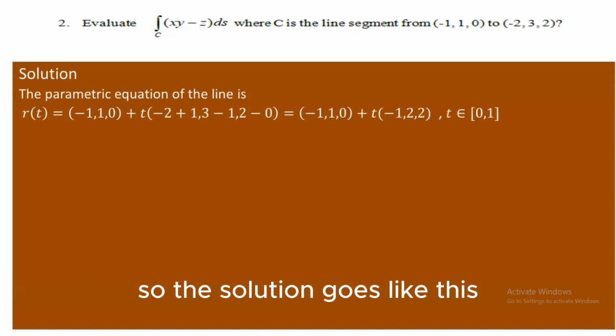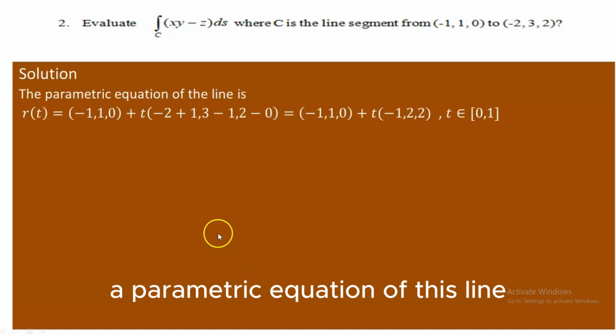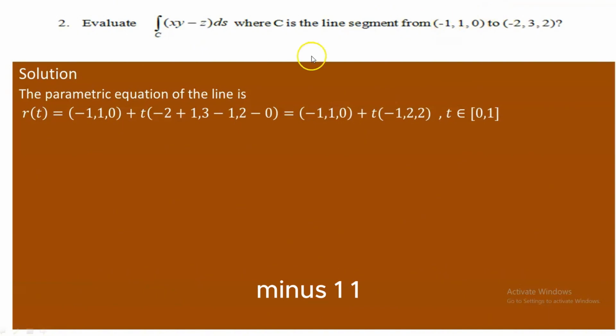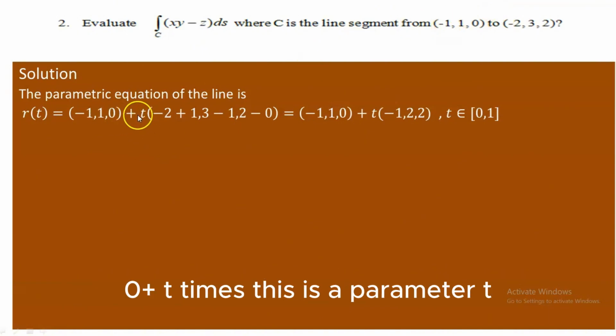So the solution goes like this. The parametric equation of this line is obtained to be this one. What I did here is I took the initial point as it is, minus 1, 1, 0, plus t times, this is a parameter t.